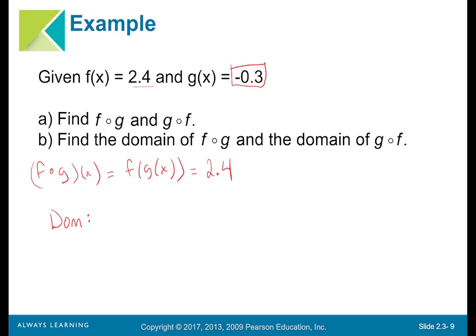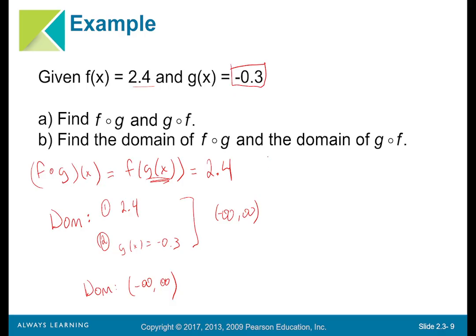becomes all real numbers. Now let's think about this properly though, because we have a two-parter every time we think about domain of composition. We have to think about the overall function 2.4, and then we also have to think about that inner function g of x, which is 0.3. Both of these are constant functions. They're just numbers. So both of them have domain negative infinity to positive infinity, which means our domain overall is negative infinity to positive infinity. So constant functions always have domain negative infinity to positive infinity. That's what happens when you compose them as well.